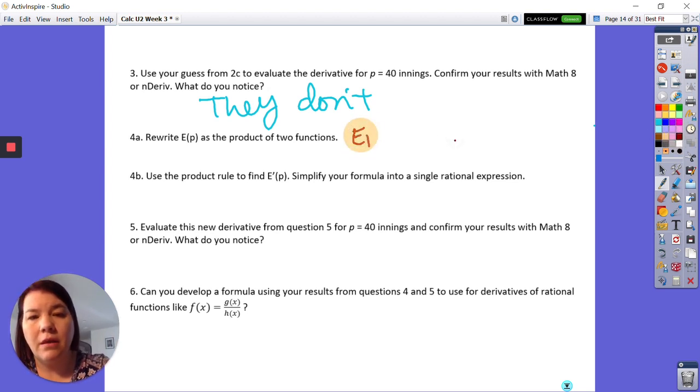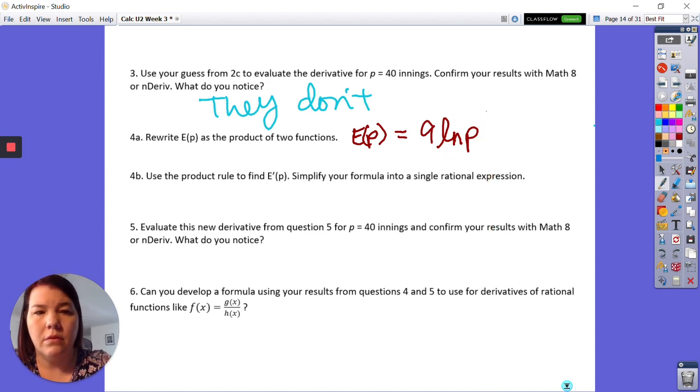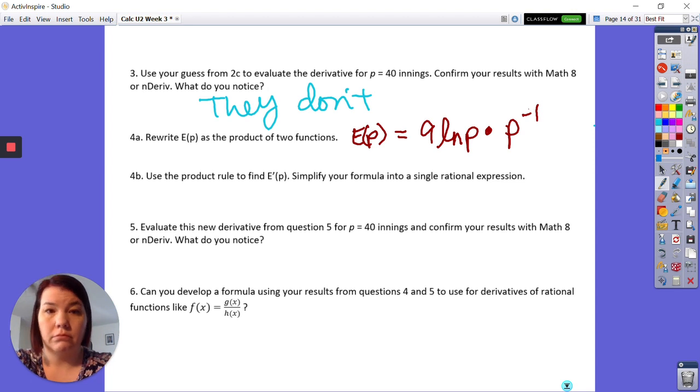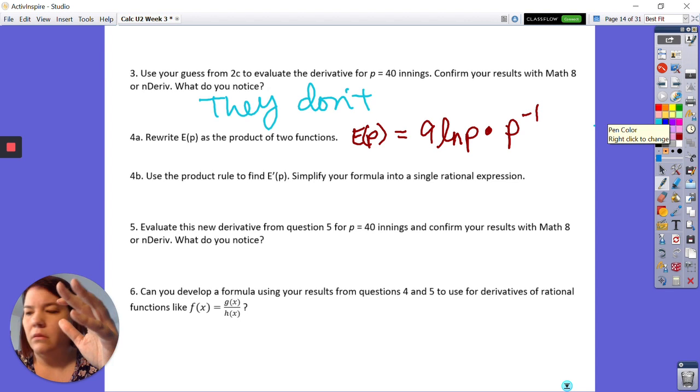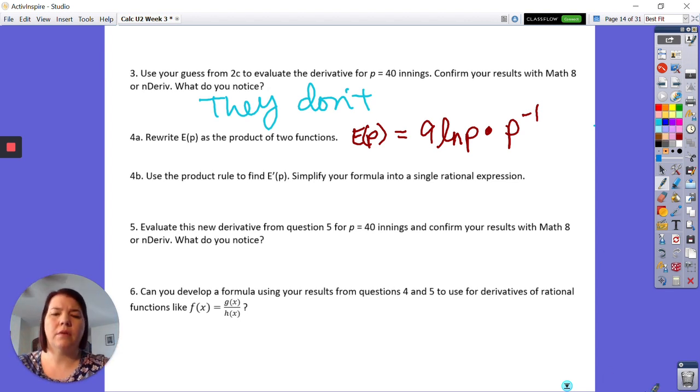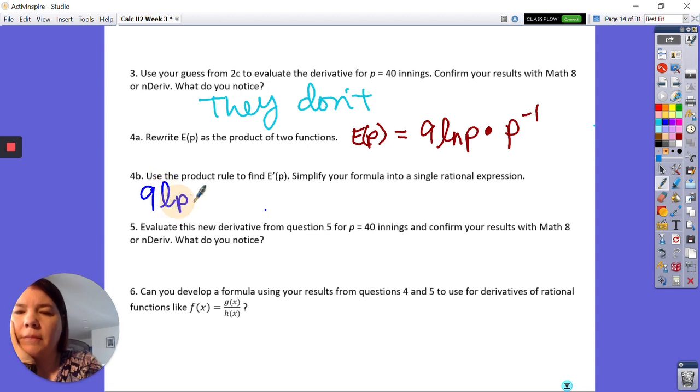E of P is equal to 9 ln P times P to the negative 1. Now let's use the product rule. We learned the product rule today, and we're feeling a little more comfortable. It was pretty straightforward and made sense. Derivative of the first times the second, plus the first times the derivative of the second.